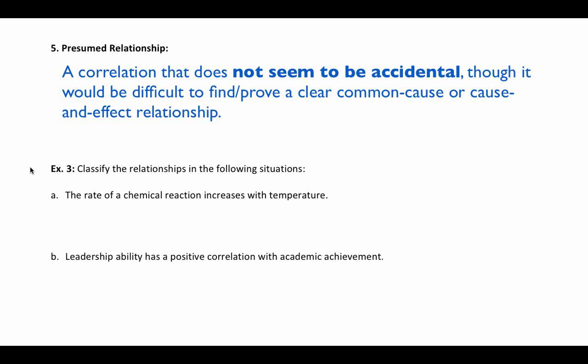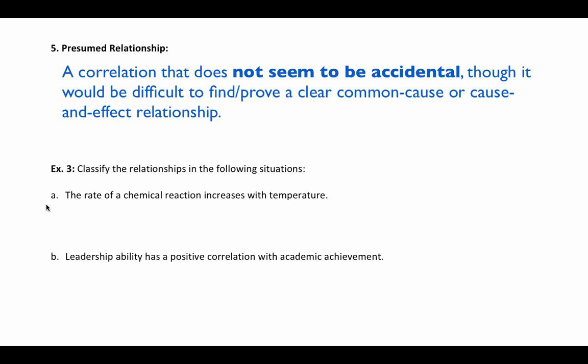Okay, so here's a third example for today. Let's classify the following relationships. In part A, the rate of a chemical reaction increases with temperature. If you were to hypothesize what kind of relationship that might be: cause and effect, reverse cause and effect, presumed, accidental, or common cause. You could create an experiment to test this.